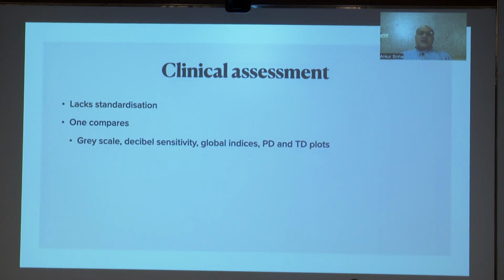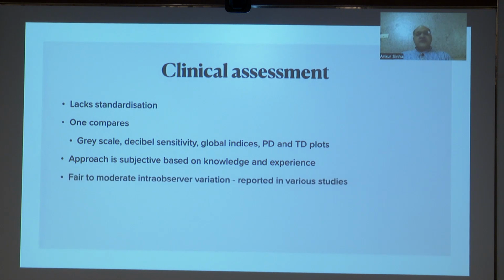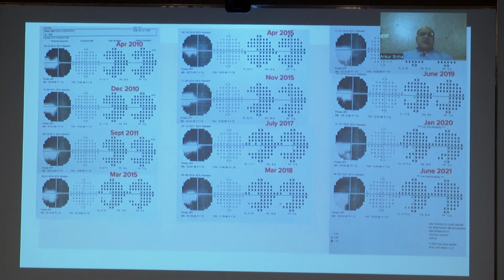What one does is one spreads out all the visual fields and compares the grayscale, decibel sensitivity, global indices, pattern deviation plots, and total deviation plots. The approach is pretty subjective and it is based upon the knowledge and experience of the person. Now, this is an overview analysis of a 10-2 visual fields of a patient from April 2010 to June 2021.